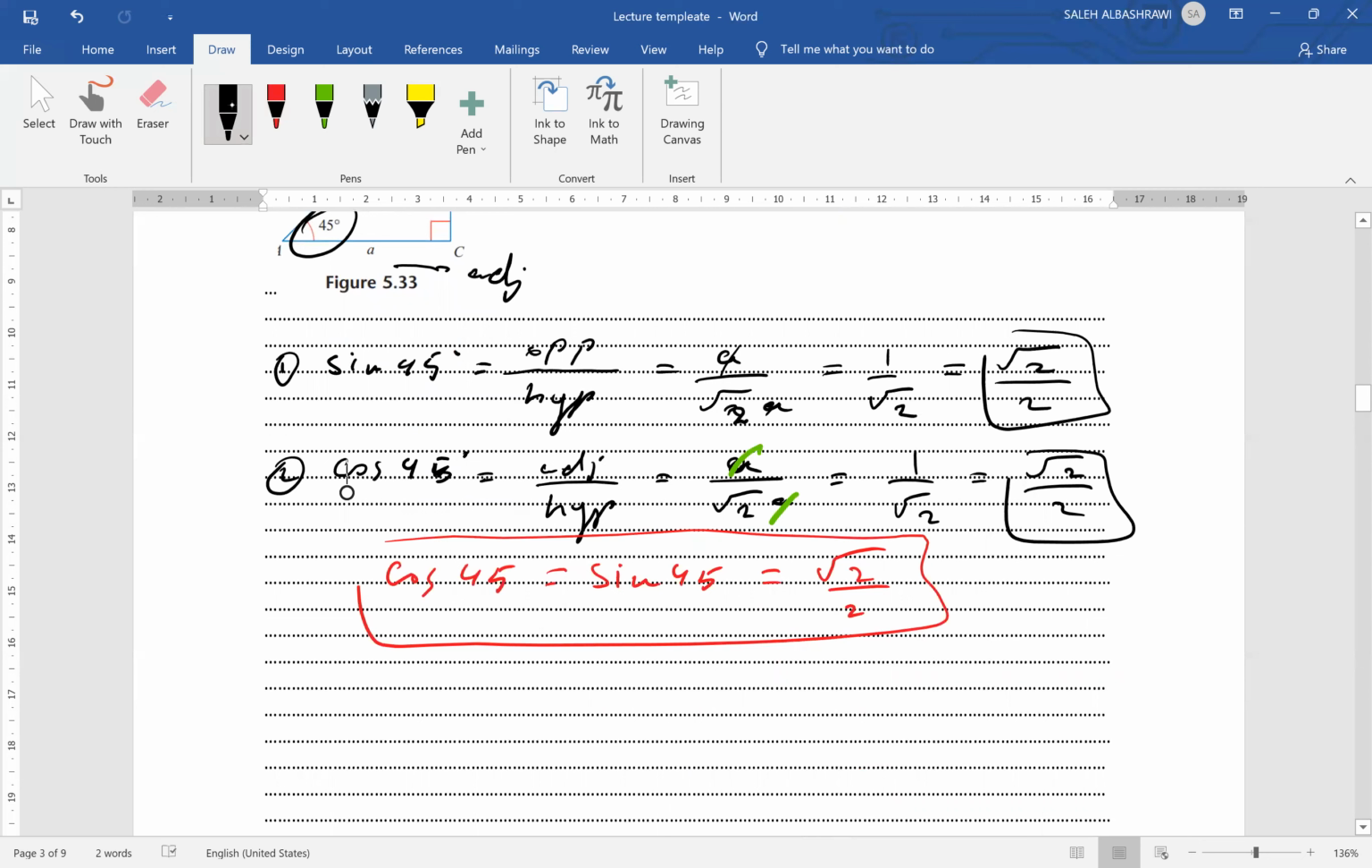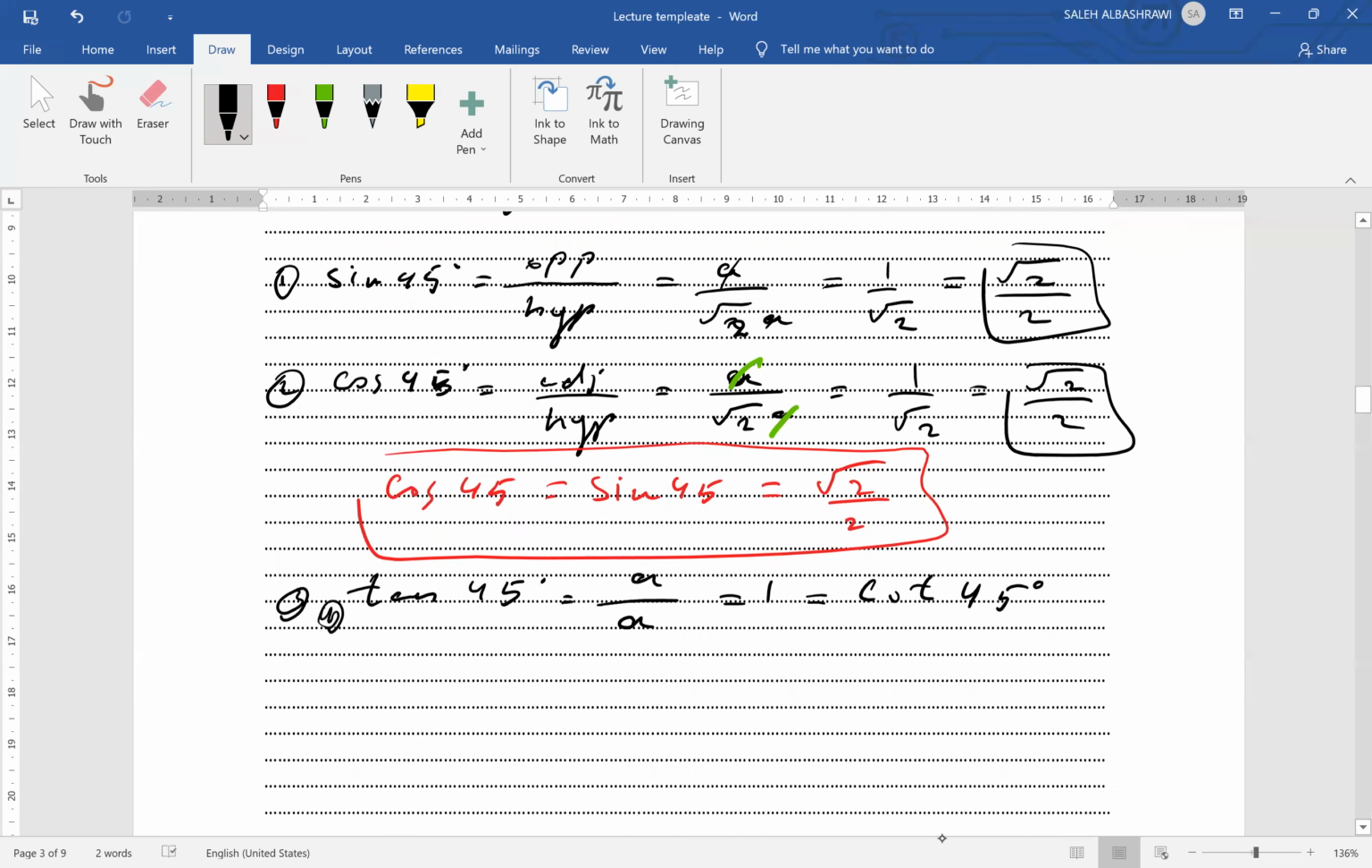Now the third trigonometric function is the tangent. Tangent 45 equals the opposite, which is A, divided by the adjacent, which is A. That will be 1. And this is also equal to cotangent of 45. So tangent 45 is equal to 1, and cotangent 45 is also equal to 1. So this is 3 and 4.